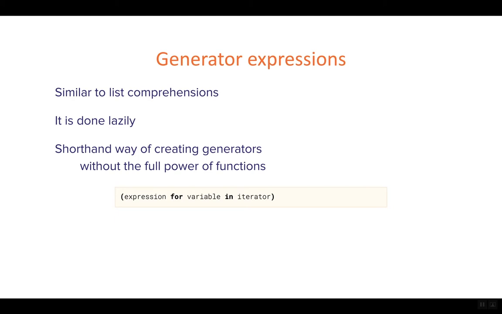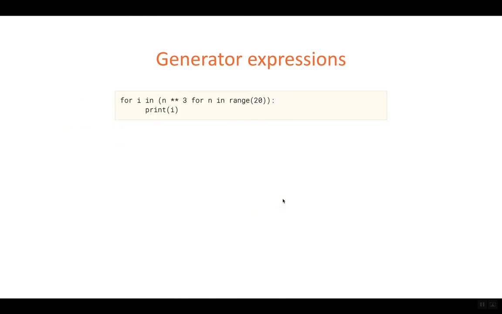So here is the basic structure for our generator. It is exactly the same as a list comprehension, except that we have parentheses rather than straight brackets, right? So here we have our expression for a variable in an iterator. Okay, very easy, very simple. We've already studied things like this before, except that this time it is a generator, not a list comprehension. So here is an example.